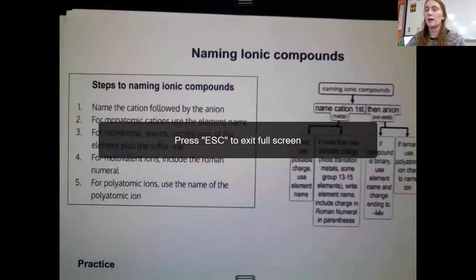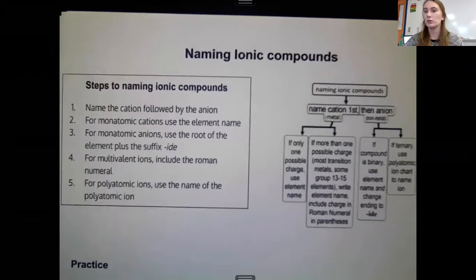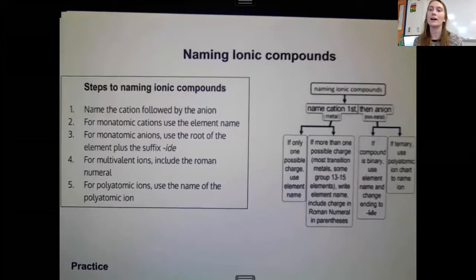There are a few steps you have to take to name these because they are named in a very, very specific order. Typically you'll start with the cation name followed by the anion name. Remember, cations have that positive charge, anions have that negative charge. We're dealing with monatomic cations, which is what we've talked about so far. We'll get into multivalent compounds as well as polyatomic compounds later.